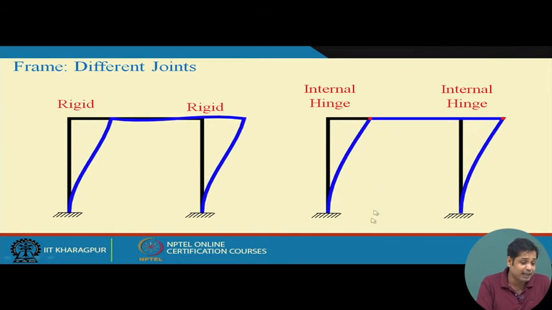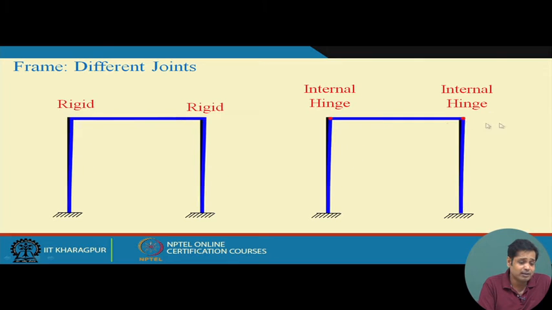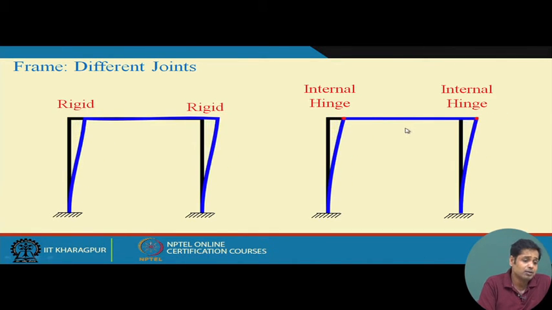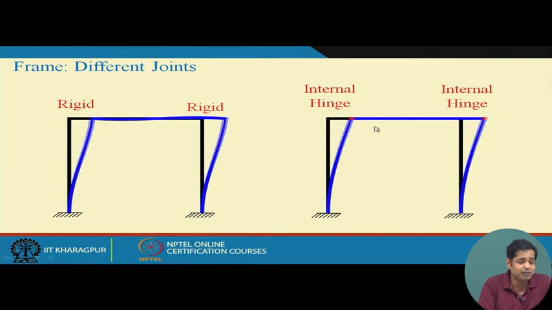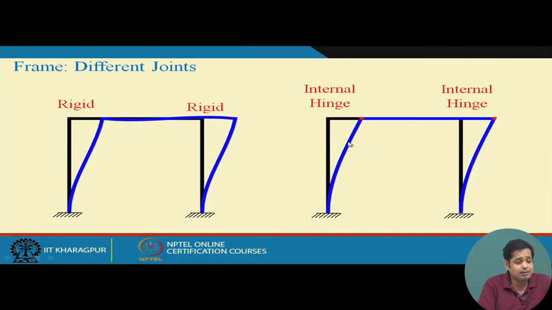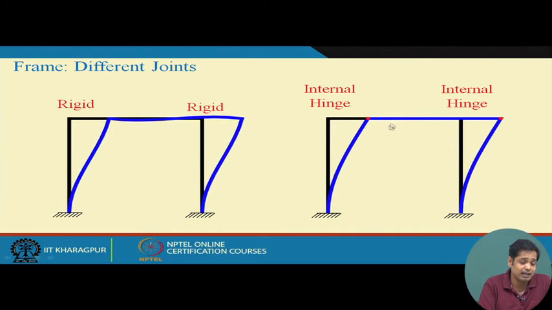In this case the support condition is the same, but now the joints are not rigid joints. We have an internal hinge here. Hinge means it allows rotation; it cannot give constraint against rotation. So naturally the angle between this member and this member changes, which is evident from this animation. If you draw the slopes, you will see these angles are not the same. In this case the angle increases, and in this case the angle decreases.